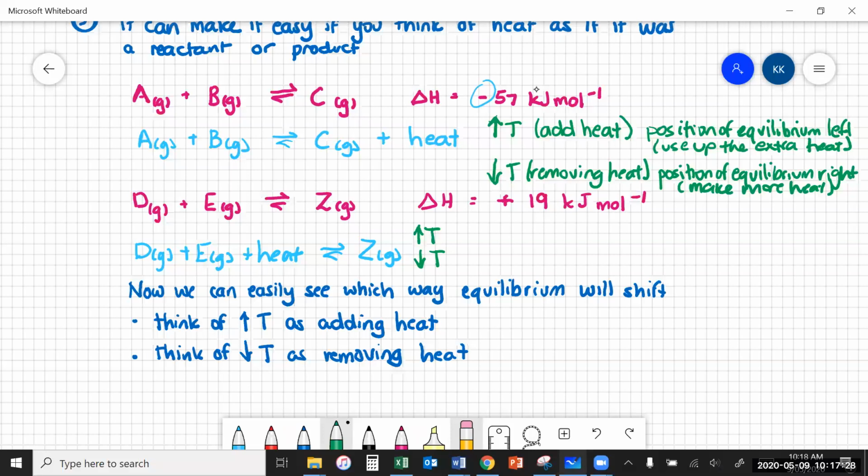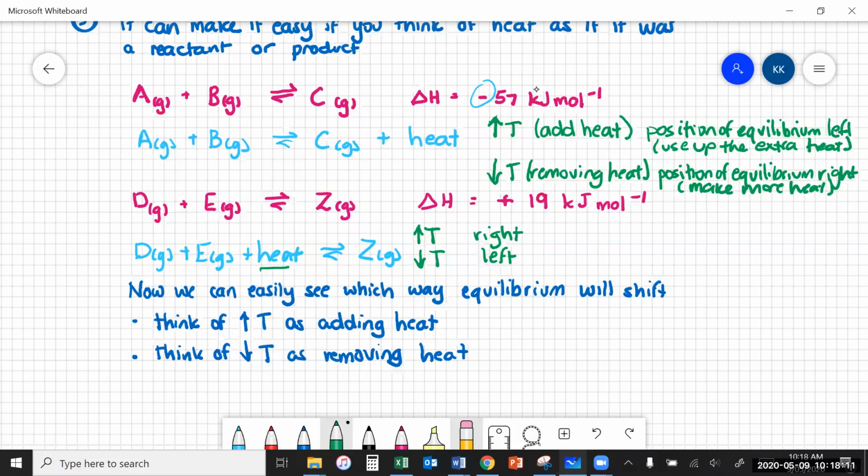Okay, so if I increase the temperature, I'm adding heat here. So if I add heat, what's going to happen? We're going to try and use the heat up. It's going to move right. If I decrease the temperature, then I'm removing heat. I need to make more heat, so the system's got to move to the left. It makes it really easy to see that if you increase temperature, adding heat, then the position of equilibrium is going to move away from the heat and vice versa.